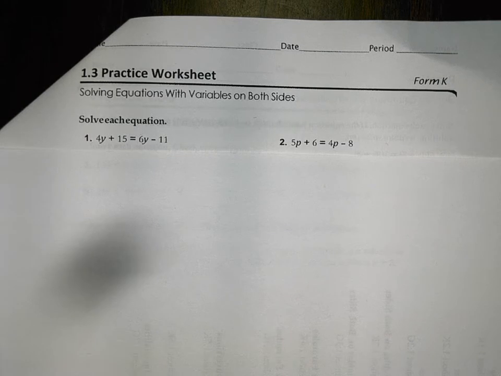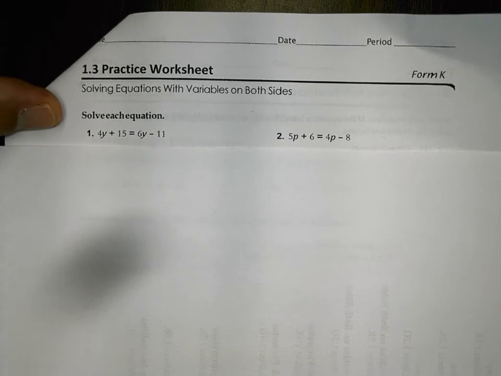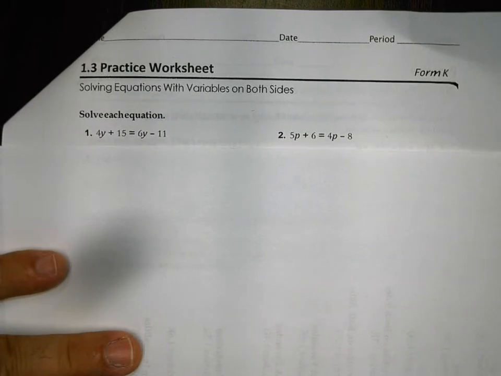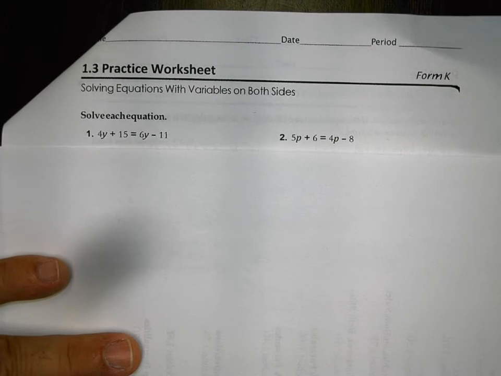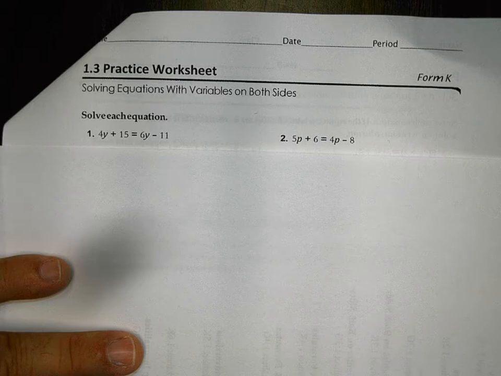All right, Math 1, 1.3 practice worksheet, solving equations with variables on both sides. And that's the only new thing today. All along I've been saying that when we balance, we move all the variables to one side and all the numbers to the other. So today we're going to have to be moving variables along with the numbers. All right, so nothing changes.